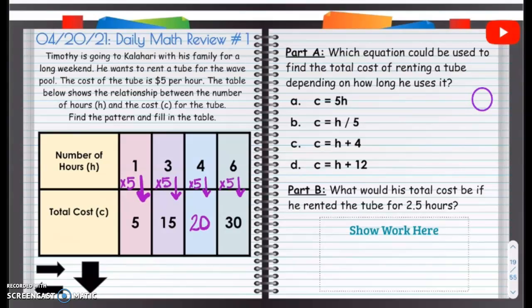Now, what we did, it says, part A, which equation could we use to find this? So, which equation did we use? So, the cost was that whenever we did what? We did the number of hours times that 5. So, did we do the number of hours divided by 5? No. Did we do the number of hours plus 4? No. Plus 12? What? We did the number of hours times 5. So, 5 times the hours, or hours times 5, same thing. So, our answer is going to be A there.